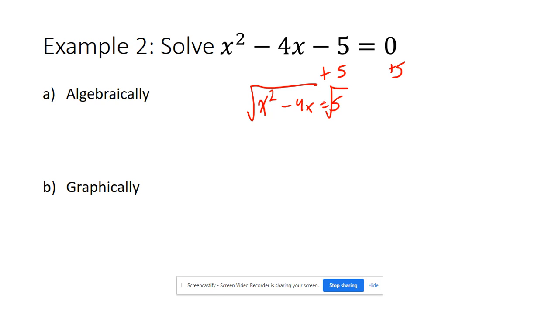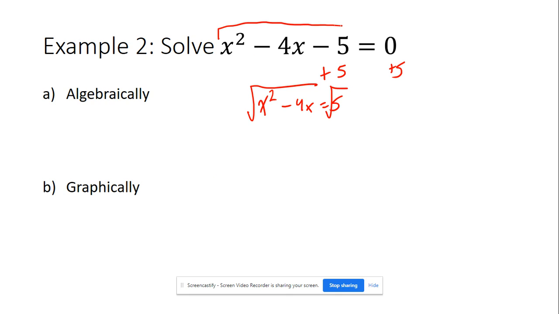So we have two other techniques which we're going to learn in the next topics of this unit. We are not equipped to be able to solve this question algebraically yet. We have to solve it by factoring or using the quadratic formula, and I'll show you how to do that later on. So right now, all we're going to do is solve this one graphically.